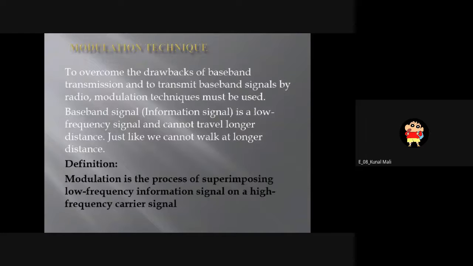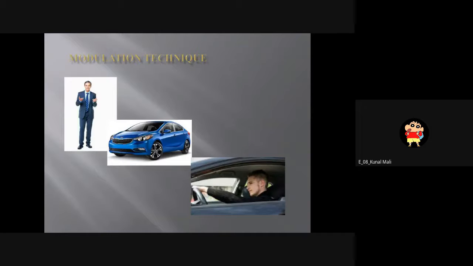In modulation technique, to overcome the drawback of baseband transmission and transmit baseband signals by radio, the modulation technique must be used. A baseband signal is a low frequency signal and cannot travel a long distance. Here is the definition of modulation. Modulation is the process of superimposing a low frequency information signal on a high frequency carrier signal. Now the further PPT will be explained by Janvi.